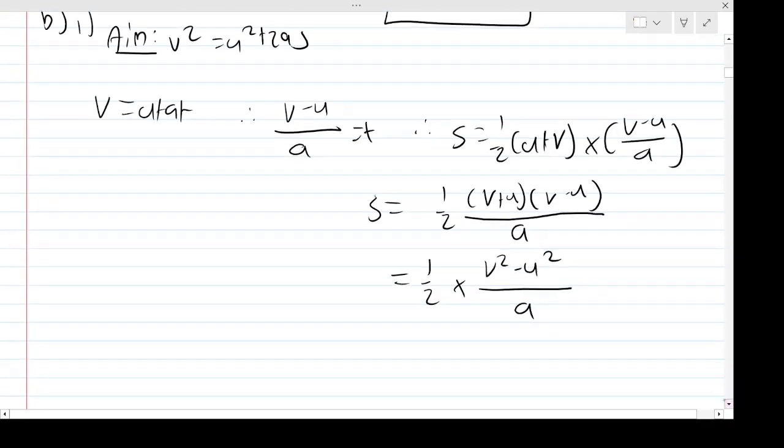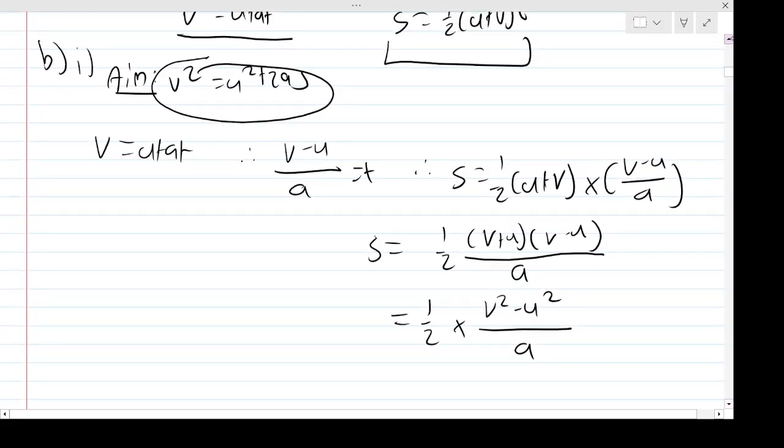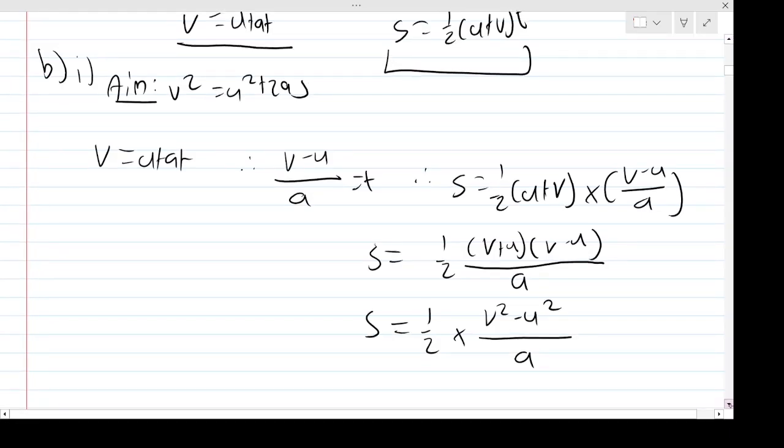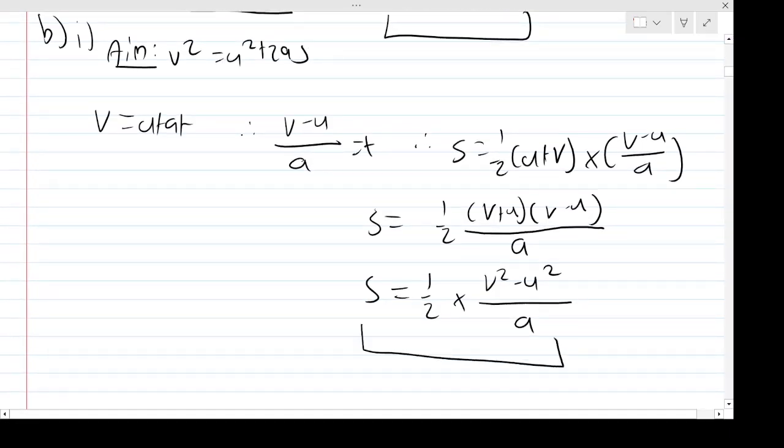Okay, and so if I look at this equation again now, I want to get v squared. I want to get v on its own. So here I have s in terms of v, u and a, but I want to get v on its own. So let's rearrange. Firstly, I'm going to need to divide by half. If I divide by half, that's essentially times by 2, to get 2 lots of s. That's going to be v squared minus u squared over a.